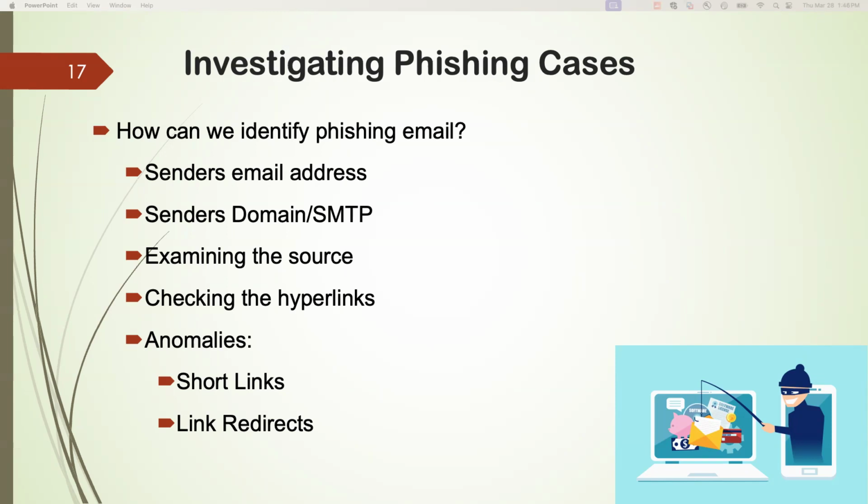There are two anomalies that we should be aware of. The first is short links. So what are short links? Short links are like a newer service. For example, if you go on your browser, on YouTube or something, and click on the browser's location bar where it has the complete URL for that particular video, you can see that sometimes the URL is pretty large.